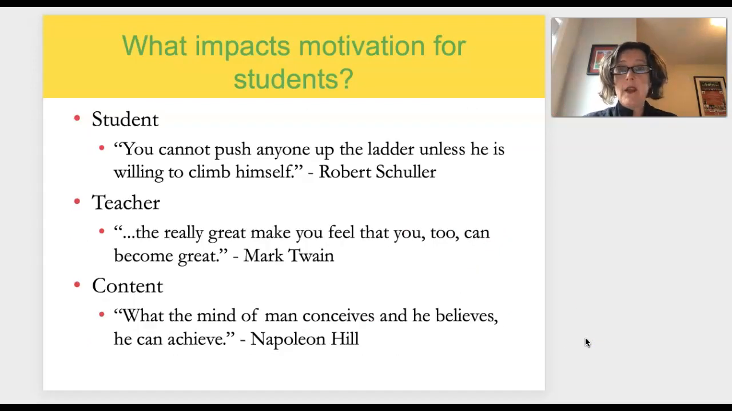Okay. What impacts motivation for students? Of course, the students themselves. So you cannot push anyone up the ladder unless he's willing to climb himself. Those students have to put some effort in too. You can't just be the one that's always pushing. However, you as a teacher are responsible for doing your best to motivate those kids. So Mark Twain: the really great make you feel that you too can become great.